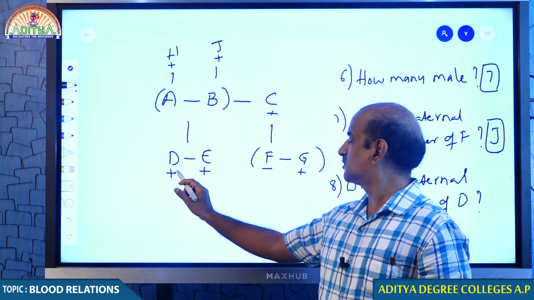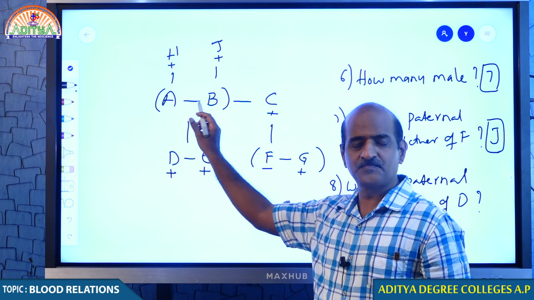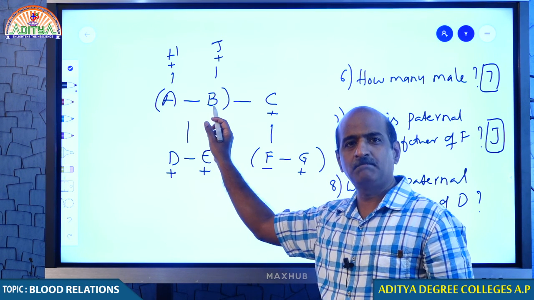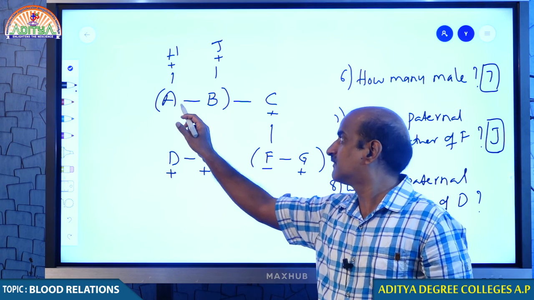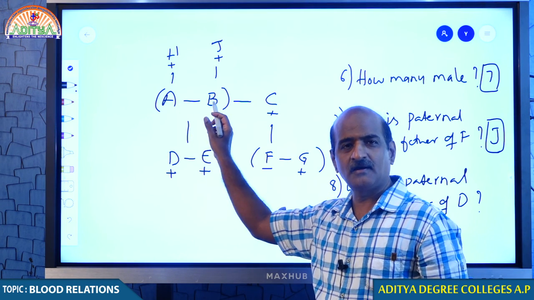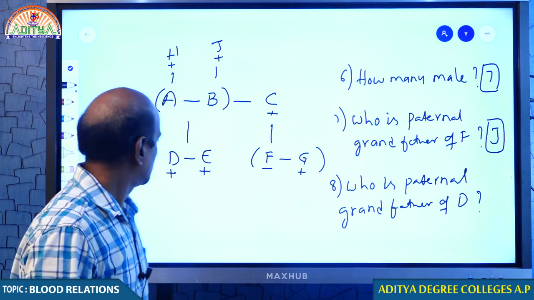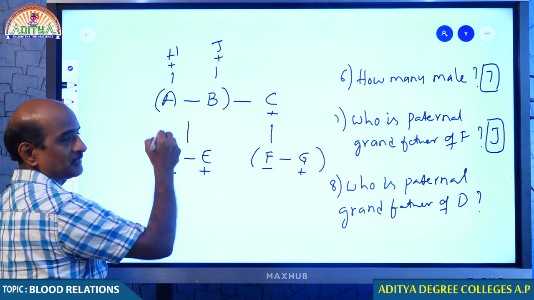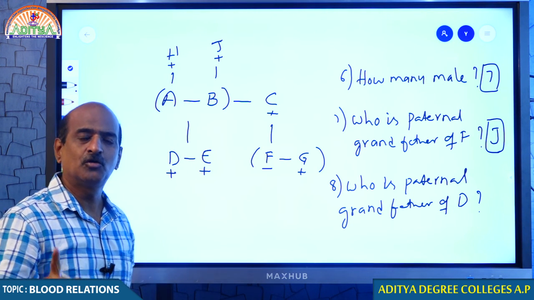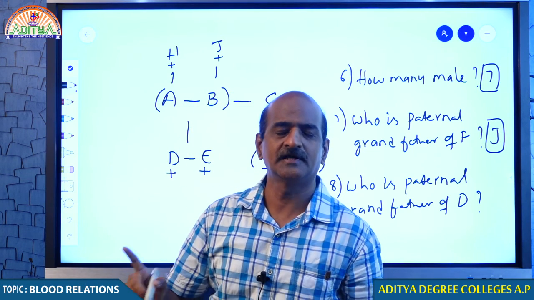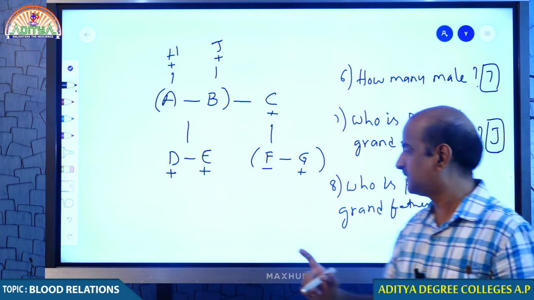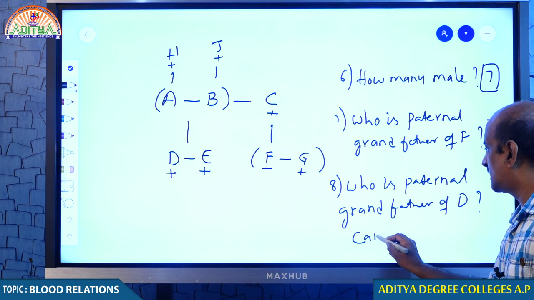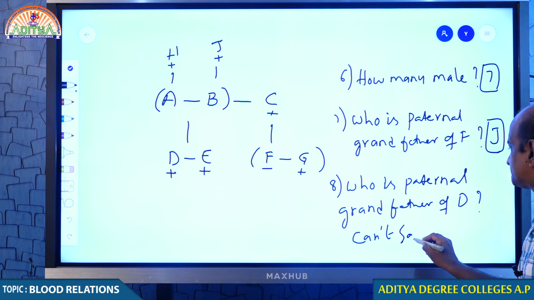Unfortunately, we don't know who is the father of D. It is only given that A and B happen to be parents for sure, but we don't know whether A is the father or B is the father. If somebody says that H is the paternal grandfather, A should have been the father. But we don't know who is the father of D. It can be either A or B. For your information, for question number 8, your answer must be can't say.